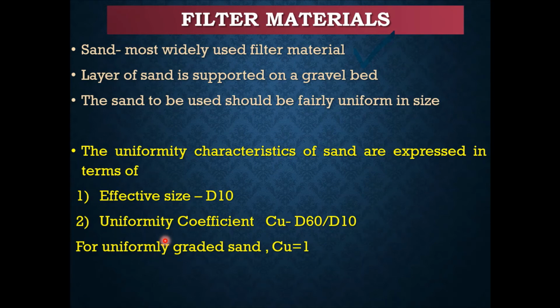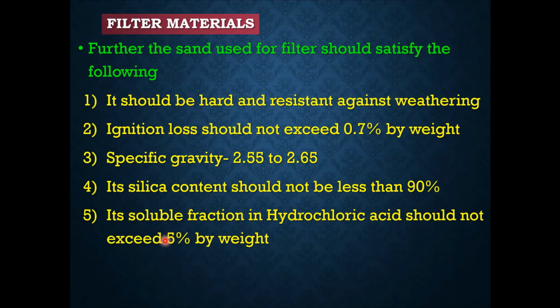I think you are going to perform, or have performed, this practical in geotechnical engineering on semi-log graph paper. You plot the curve, identify where D10 and D60 are, and just by substituting the values of D60 divided by D10, you get the uniformity coefficient. Similarly, the procedure is to be followed, and a fairly uniform size of sand should be there for the filter media. Now we will see more things about the filter media. Further, the sand used for the filter should satisfy the following.